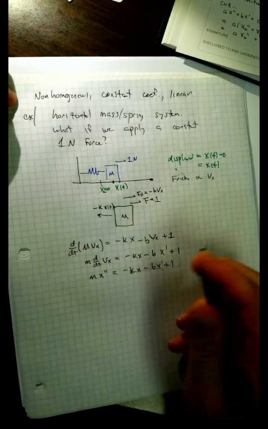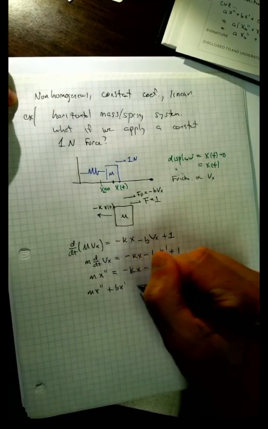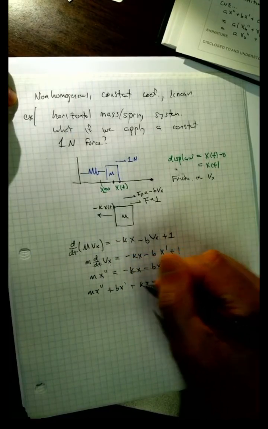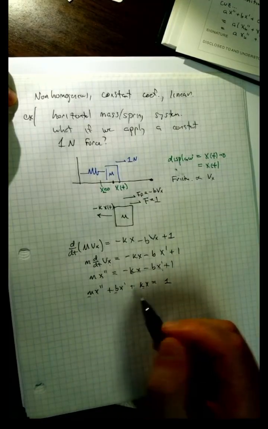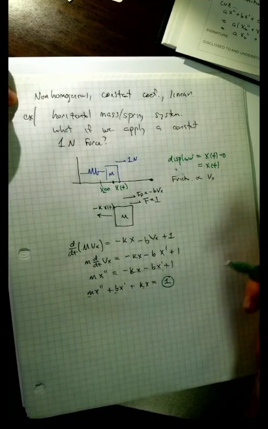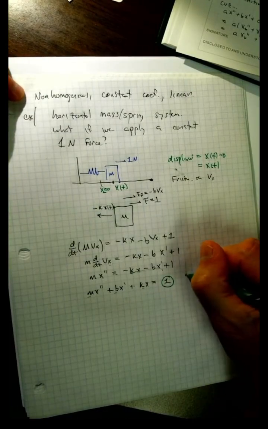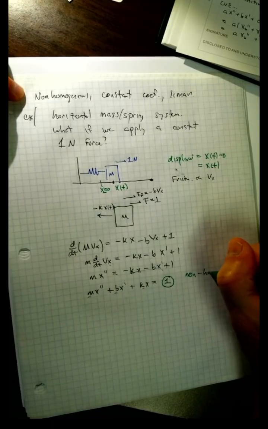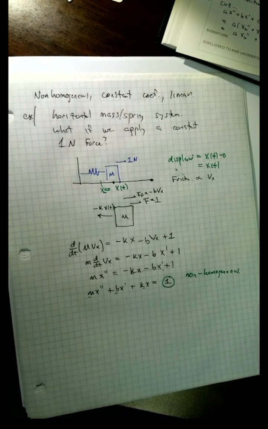And if I add these to both sides, I end up with a constant coefficient second order differential equation. It's linear. What makes this different from what we had before is we have something that's not 0 on the right hand side. It's going to make it non-homogeneous. So the question is what do we do?